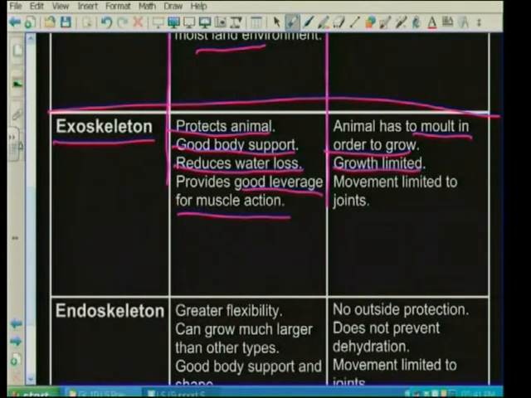And lastly, movement is limited to the joints. The movement can only be done where there are joints, because the skeleton is outside the body. And we see this in most arthropods. Remember, arthropods have jointed appendages. That's what arthro means, jointed, poda means appendages, or actually literally feet. But arthropoda have jointed appendages because the skeleton is outside and they need the joints to allow for movement. That's why that is a disadvantage.